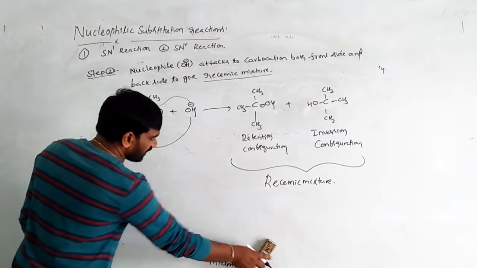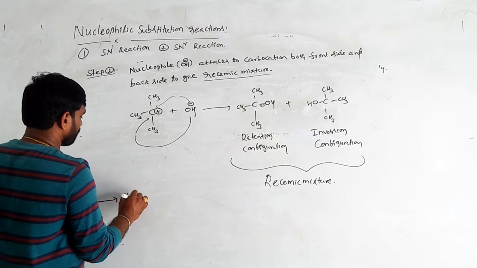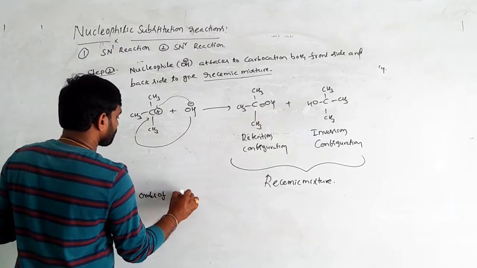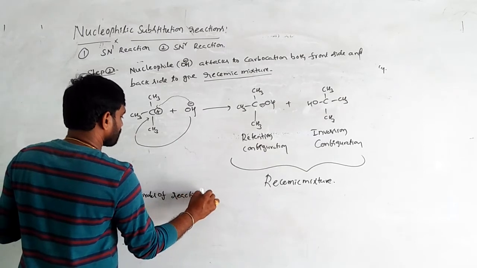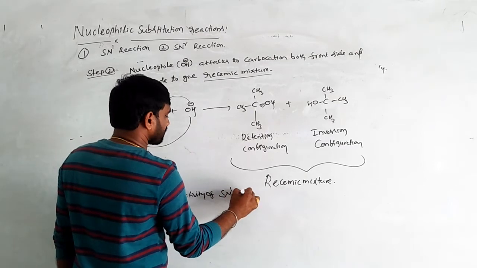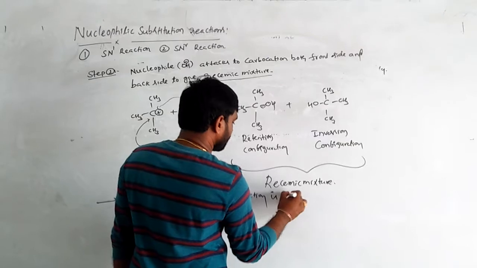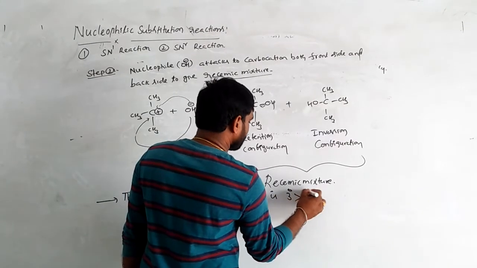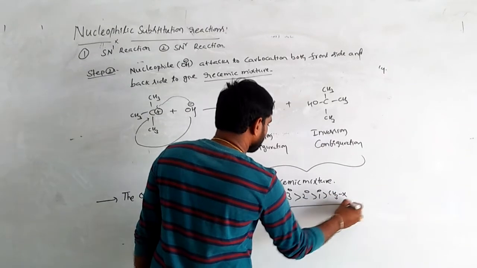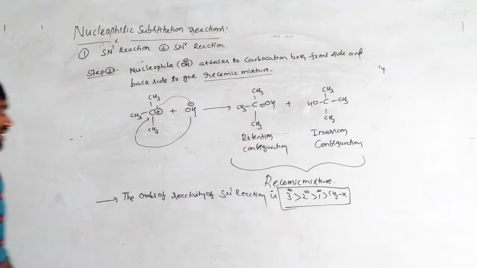Here is the order of reactivity. The order of reactivity of the SN1 reaction is tertiary, secondary, primary, and alkyl halide. This is the order of reactivity of the SN1 reaction.